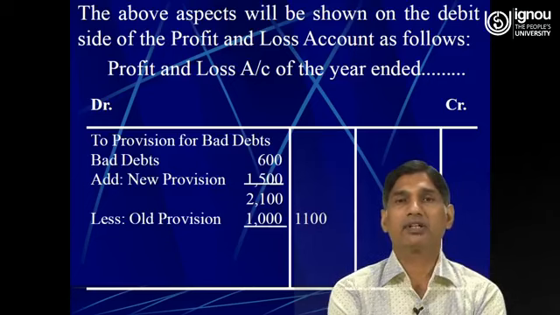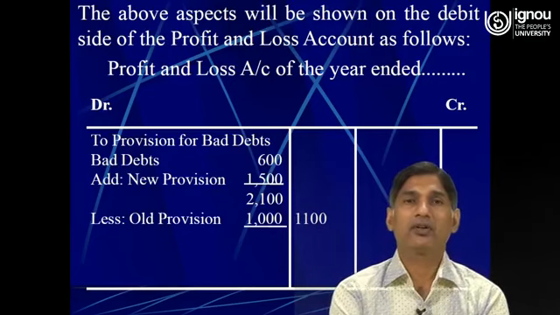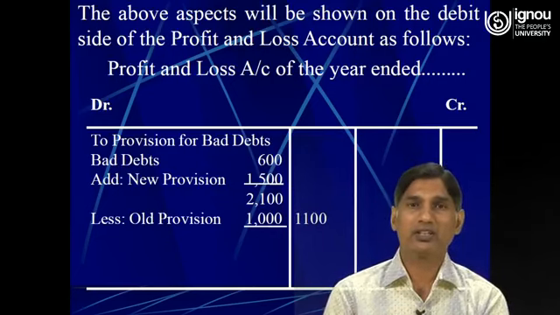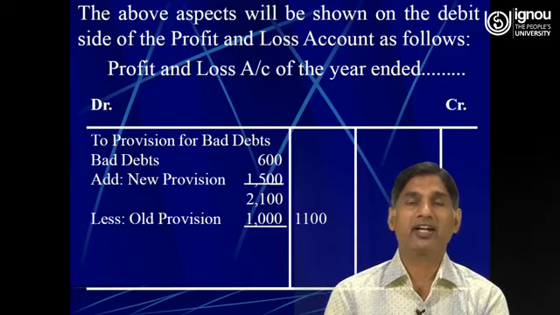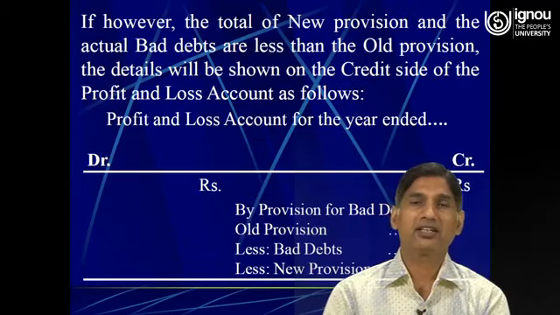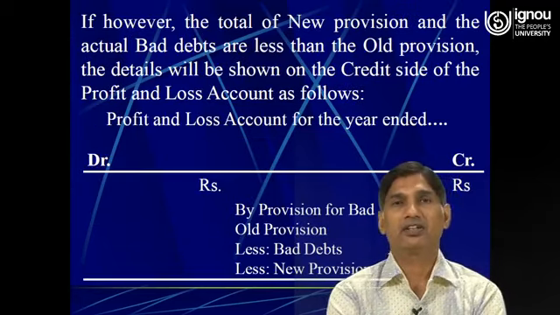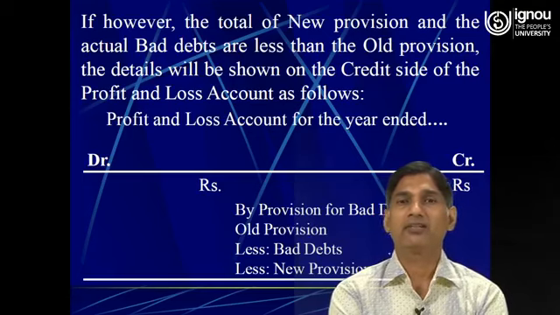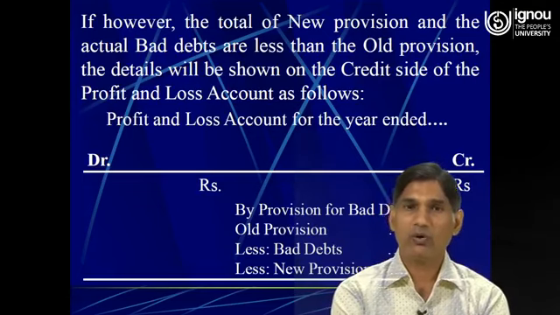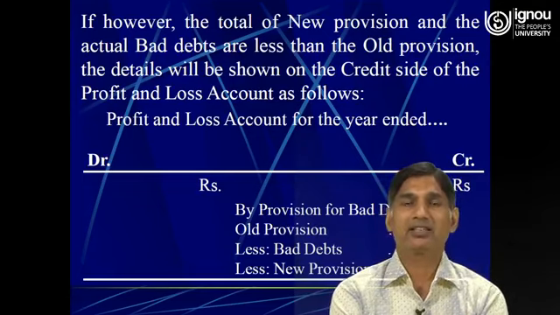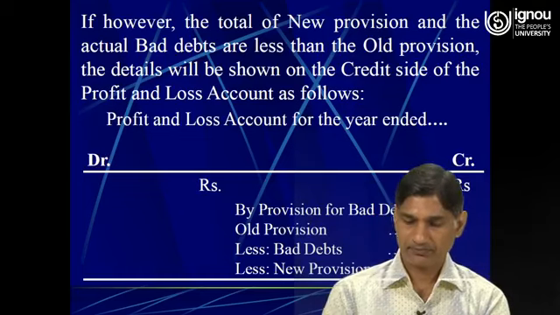The above aspects will be shown in the debit side of profit and loss account, it is 1100, and as far as the balance sheet is concerned, here it will be shown like this: by provision for bad debts, old provision less bad debts less new provision.